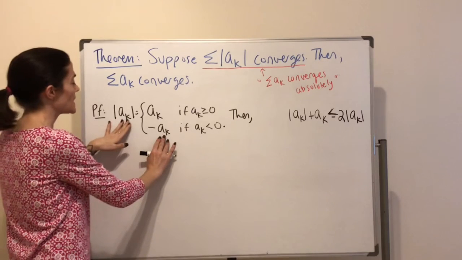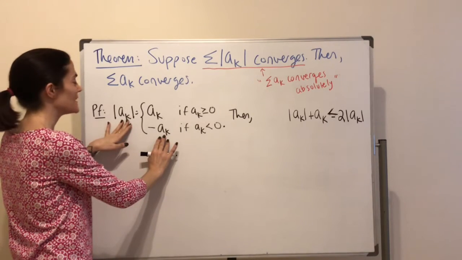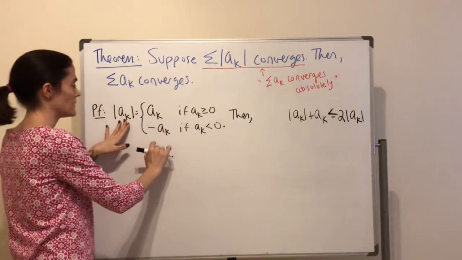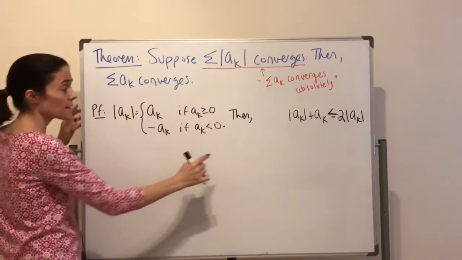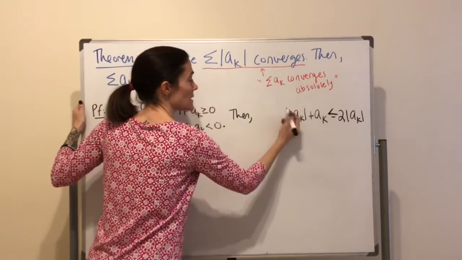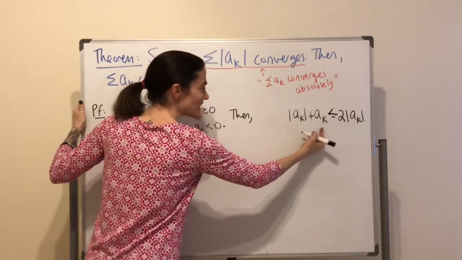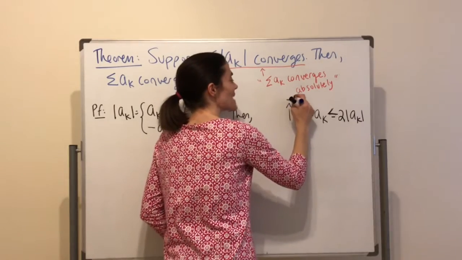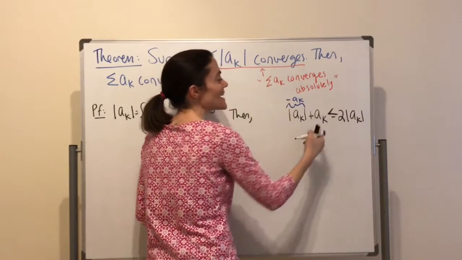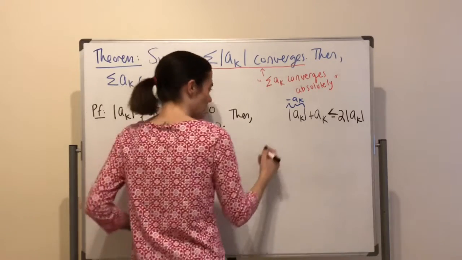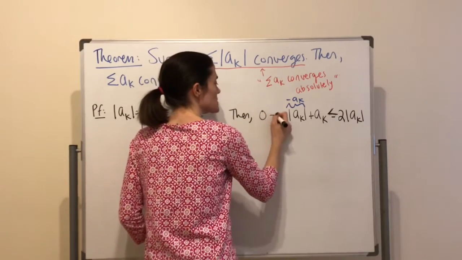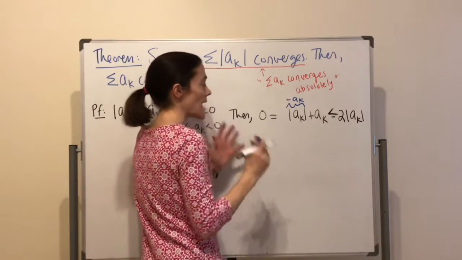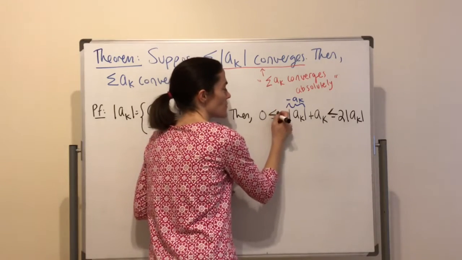When a_k is negative, absolute value of a_k is negative a_k. So if we add here a_k plus absolute value of a_k, well, this part is minus a_k. If you add minus a_k to a_k, you get 0. So we would have equals 0. It's equal when a_k is negative, and every other time, of course, it's greater than or equal.